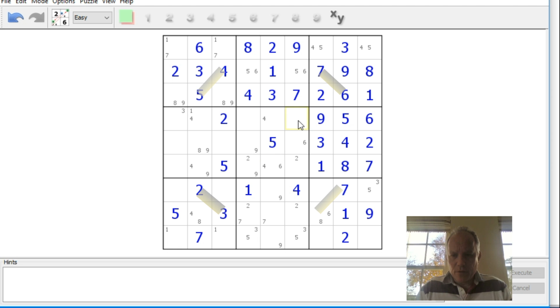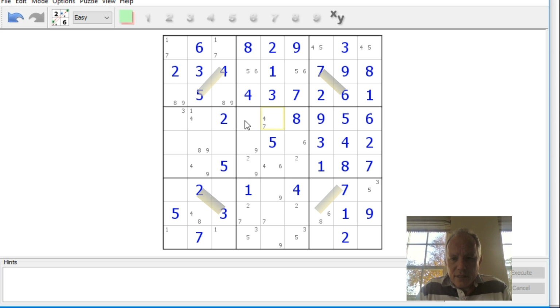What about this one? 9, 5, 6, 2, 7, 4. Can't be 3 because of that, so it's either 1 or 8. It can't be 1, because that's also next to the 2. Okay. Hope that logic was right. 9, 5, 6, 8, 2. Yeah, 1, 4, 1, 3. This is 4 or 7. But I don't know which.